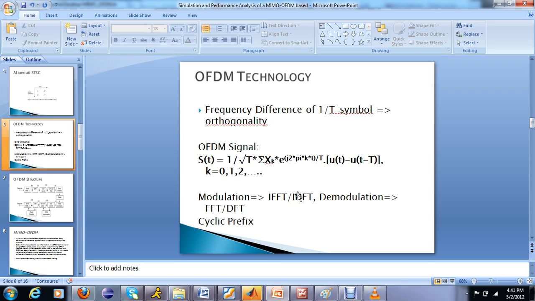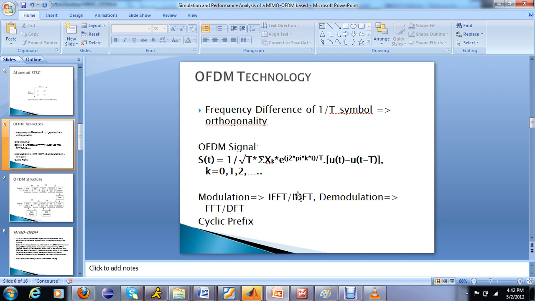In OFDM technology, we know that if 2 sinusoids have a frequency difference of 1/T, where T is the symbol duration, or a multiple of 1/T, then they are orthogonal to each other. In OFDM technology, we modulate our data symbols with such orthogonal sinusoids, and then add them up and transmit them to the channel. This is an OFDM signal where xk is multiplied with a sinusoid that has frequency of k/T. This is important to maintain orthogonality between the transmitted symbols. Then they are added up together and transmitted onto the channel.